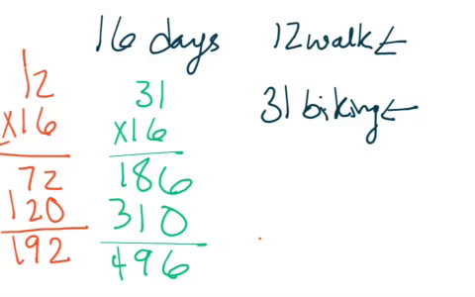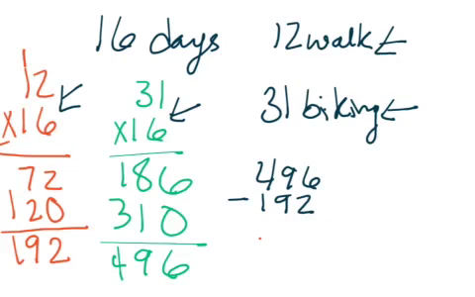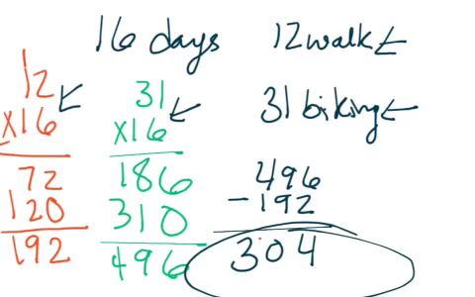Now my problem's asking me how many more miles did he bike than walk. Okay, so I'm going to take my 496 and subtract my 192. I get 302 more miles.